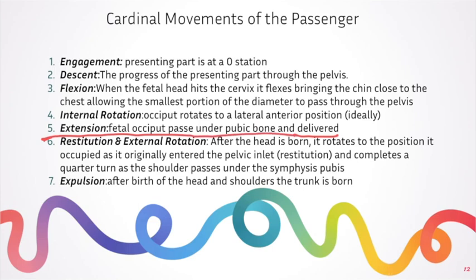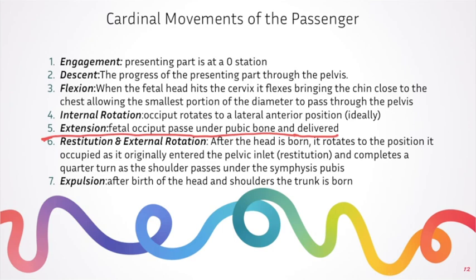So engagement, number 1, that's when the presenting part of the baby is at 0 station. Put a pin in that. We're going to get there. And then this uterus is contracting, or the patient is pushing, either one, and this is pushing that baby down through the pelvis. Descent is your number 2. Number 3, when the baby's head hits that cervix, it flexes and it automatically, ideally, puts that baby into the chin to the chest, which is the right position, your fetal position.